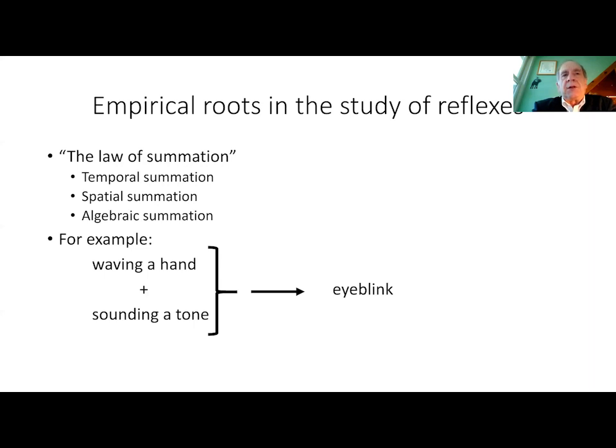Waving a hand and sounding a tone, neither one might evoke an eye blink, but if the tone is loud enough and the hand is close enough and the two occur together, it might evoke an eye blink. Again, the additivity of the two sources of control. This is kind of intuitive. You would expect additivity to occur because you're in effect increasing the strength of a stimulus by presenting two together.